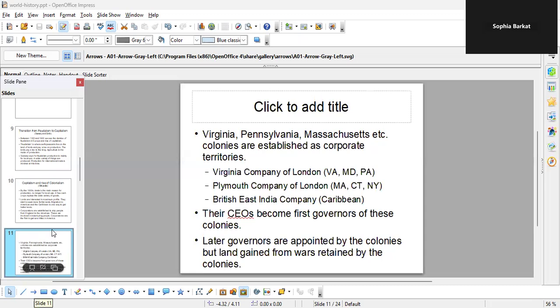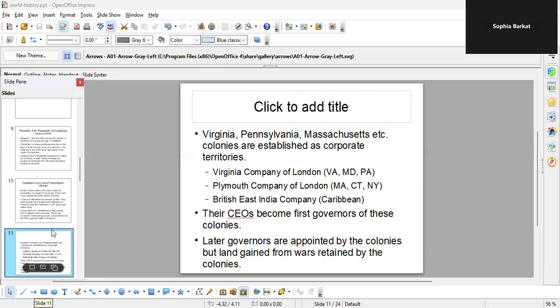So Virginia Company of London establishes what is today Virginia, Maryland, and some of these areas. And so they get the rights to the colonies, basically. And they start to bring people into those colonies. Plymouth Company of London establishes Massachusetts, Connecticut, New York, all those areas. British East India Company brings people to the Caribbean.